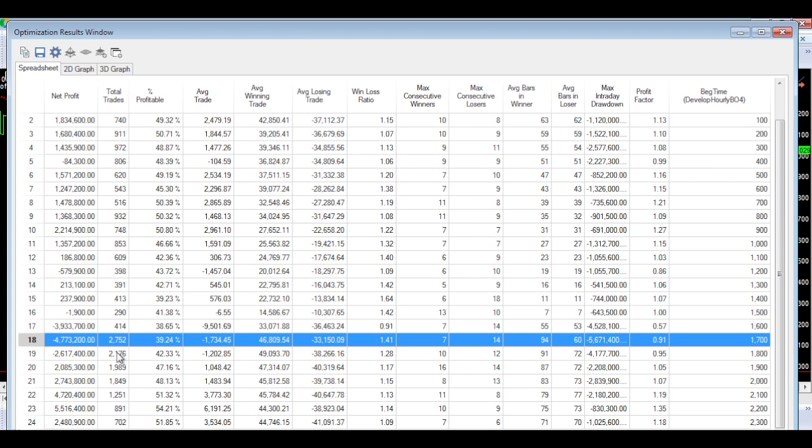So let's try looking at a beginning time of 2100 and 2200.